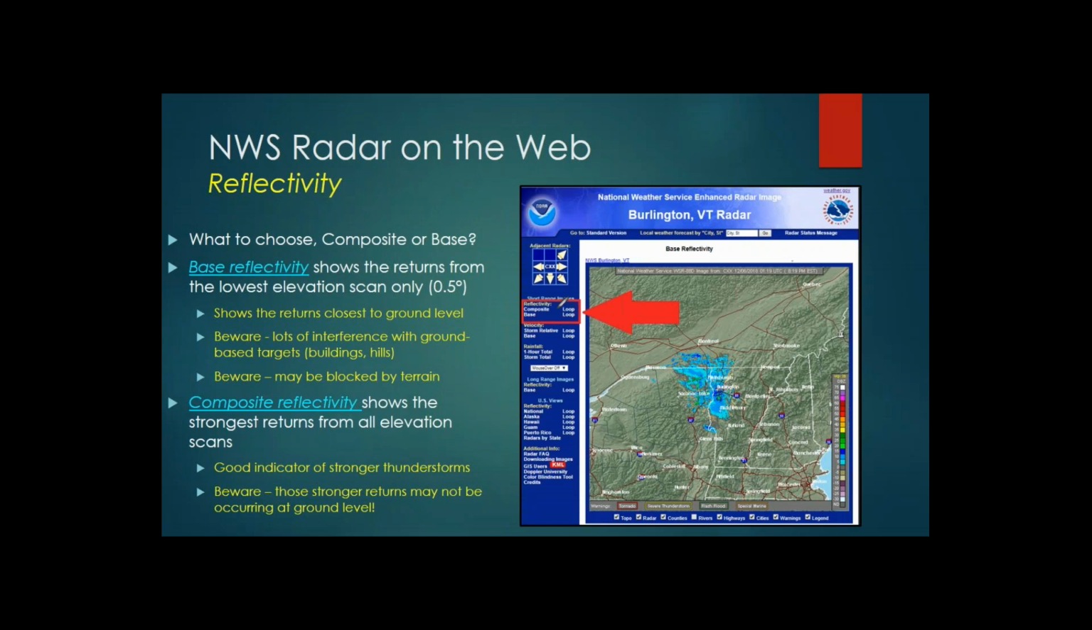So it can certainly be a good indicator of stronger thunderstorms and show movement. You see on the movement applications here, you've got these little loop options, and you can put them into motion. But those stronger returns, they could be at 8, 9, 10,000 feet, or they could be at 1,200 feet off the ground. So you just have to keep in mind what you're looking at and what you're trying to look at.